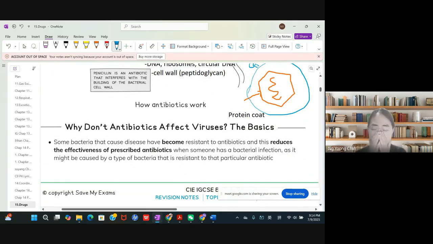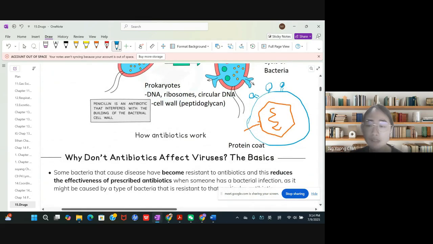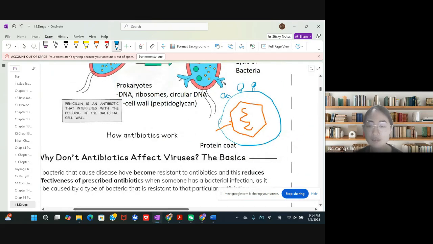Sorry, how is the antibiotic able to kill the virus? They cannot kill the virus, right? It's because the virus doesn't have a cell wall like bacteria. So that's why antibiotics cannot target a virus, due to the absence of the cell wall. As simple as that.